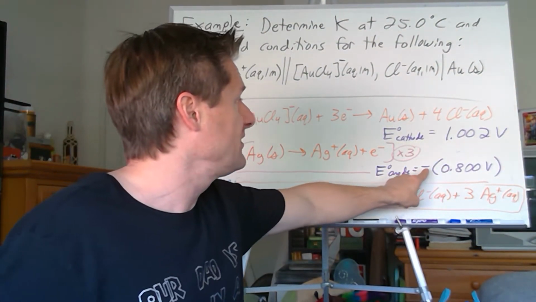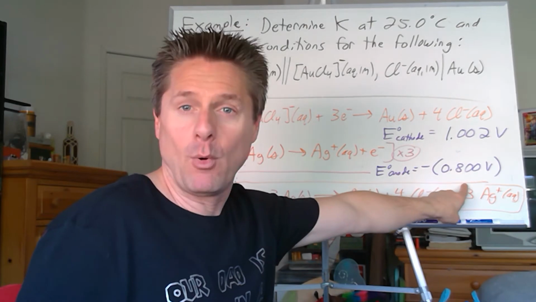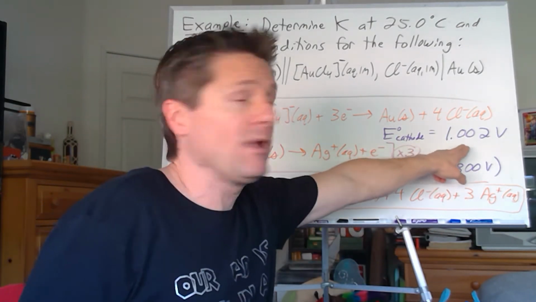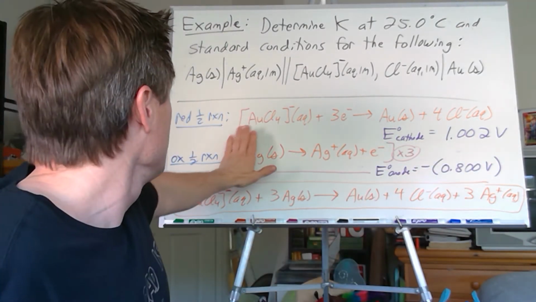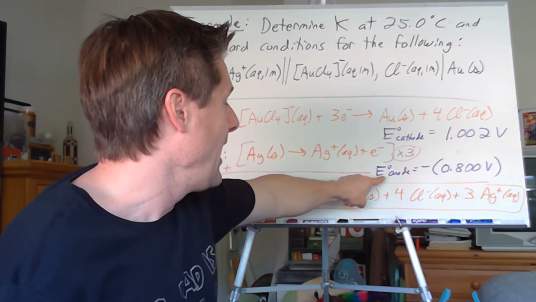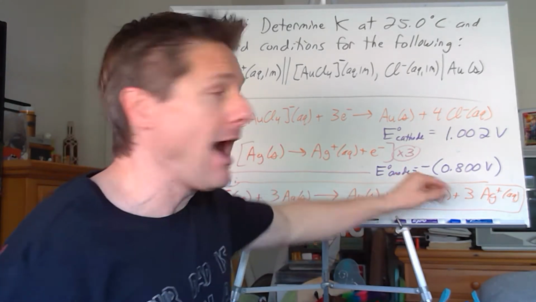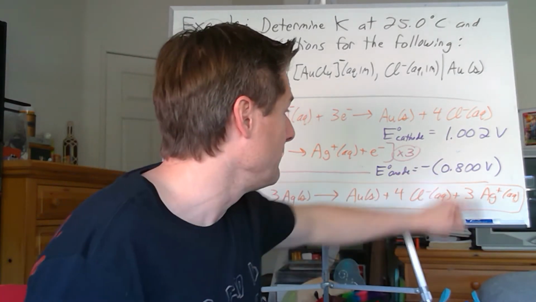Therefore, the anode cell potential is the negative of the 0.800 volts. So we got 1.002 volts for the cathode, right? The reduction half reaction. And then for the anode, it's the opposite. Since we flipped it, negative of that.